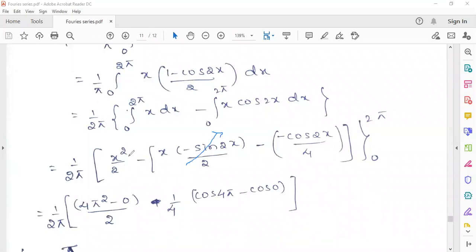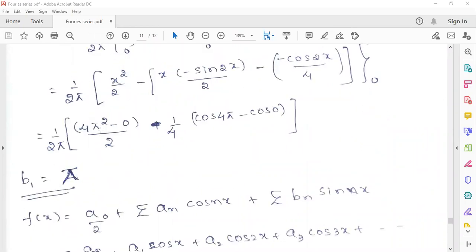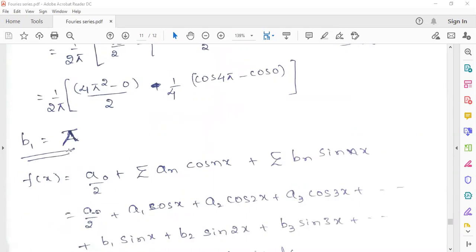The first term will become 4 pi square, and the lower limit will become 0, divided by 2. Minus 1 by 4 is constant, so actually minus into minus into minus gives minus. Minus 1 by 4 is constant, times cos 4 pi minus cos 0. That means 1 minus 1, so this also will be 0. Only the first term is left. In the first term, the 2 you can cancel here, and 2 pi also you can cancel. The remaining term will become B1 equals pi.